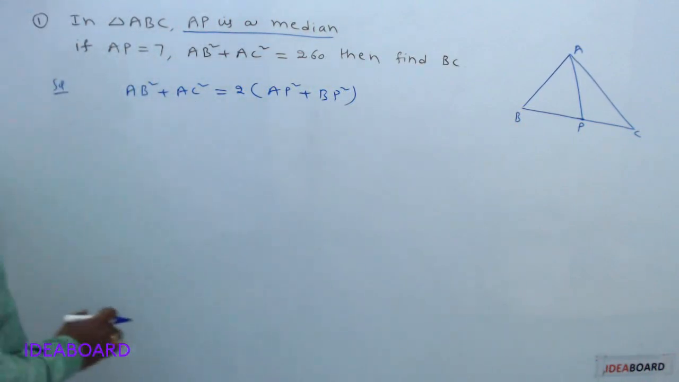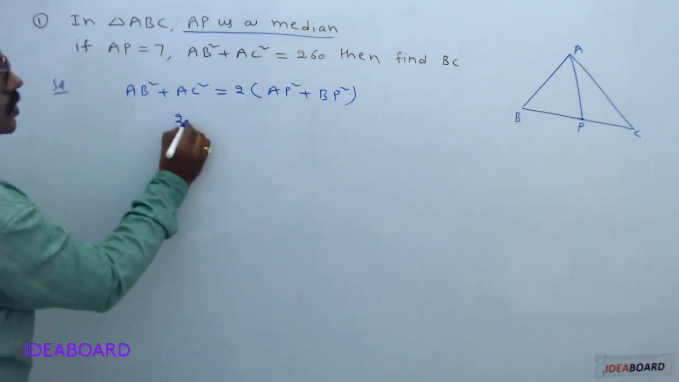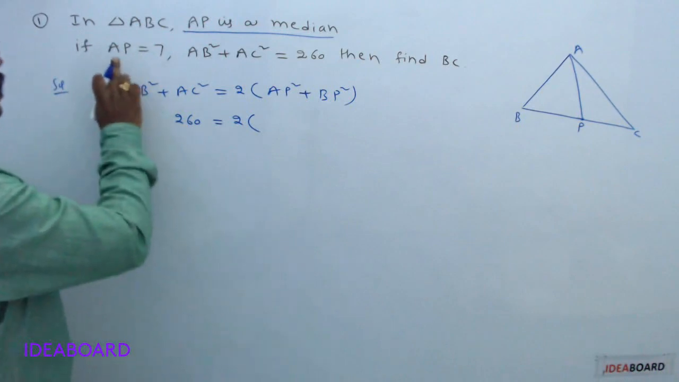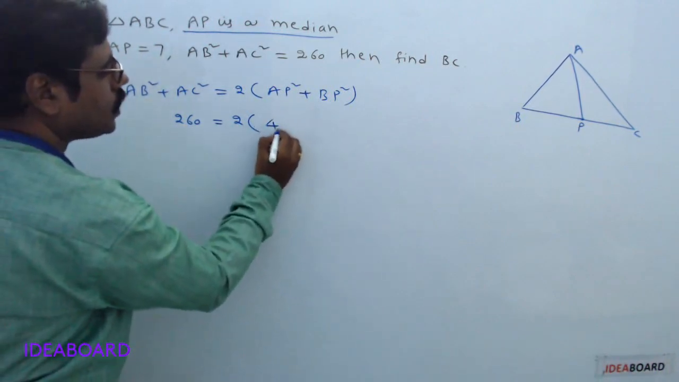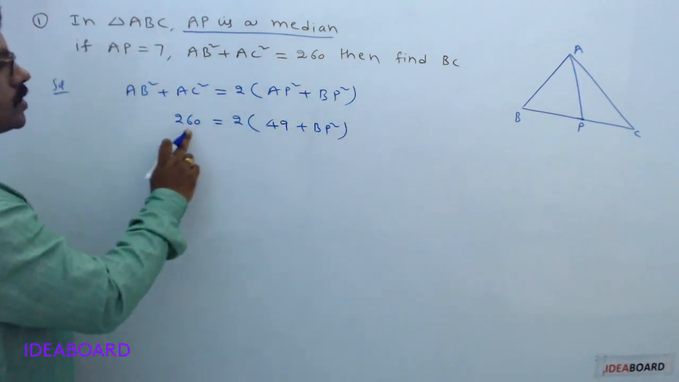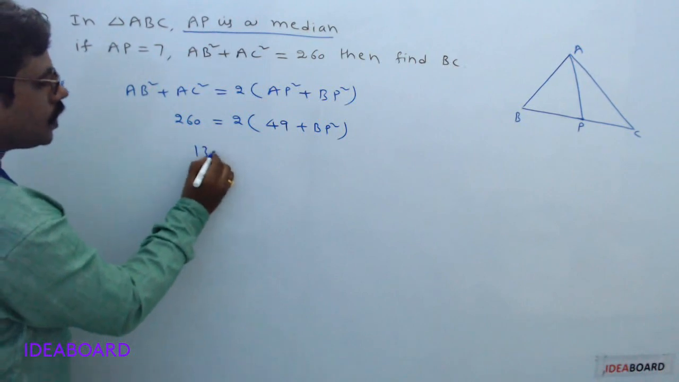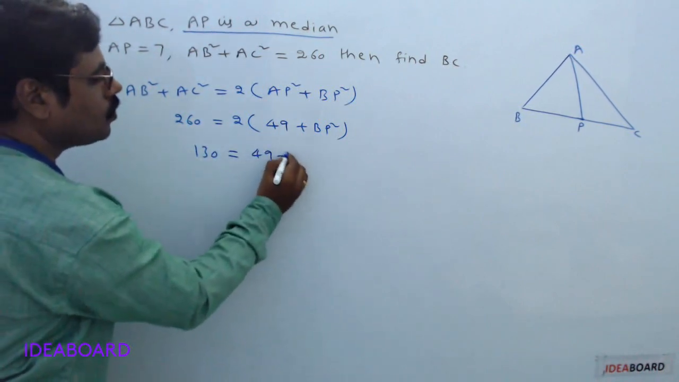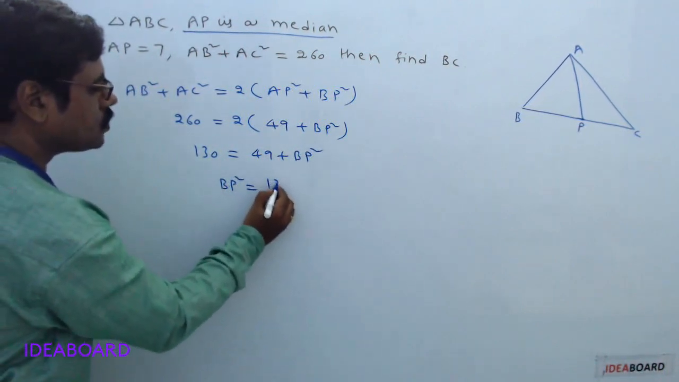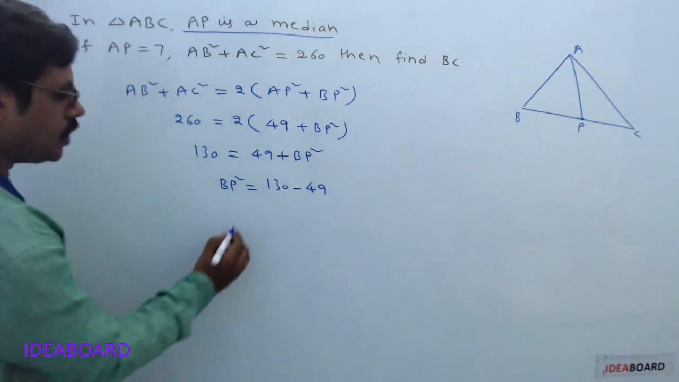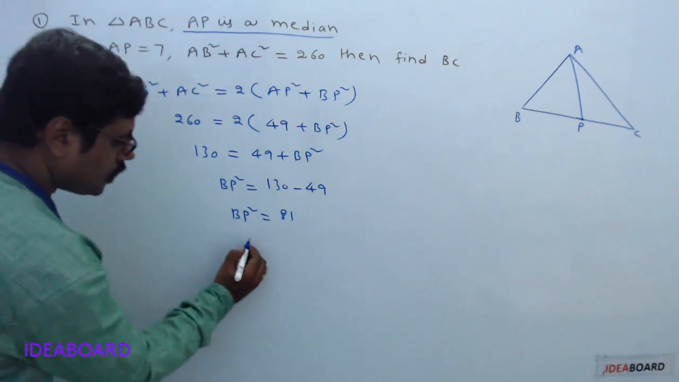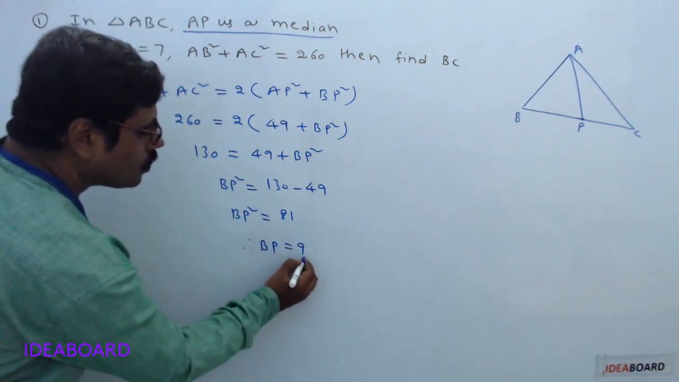Now AB square plus AC square, what is its value? 260. So 260 equals 2 into (AP square plus BP square). AP value is 7, AP square is 49, plus BP square. Now here the 2 will be cancelled in 260, giving 130. So 130 equals 49 plus BP square. So BP square equals 130 minus 49. So BP square equals 81. Therefore BP equals 9.